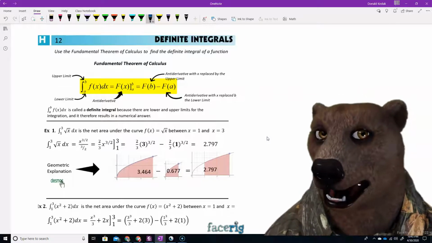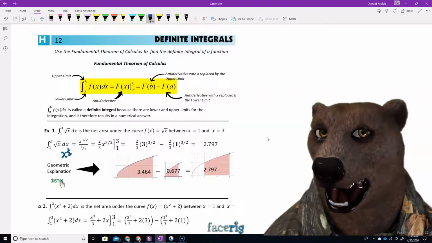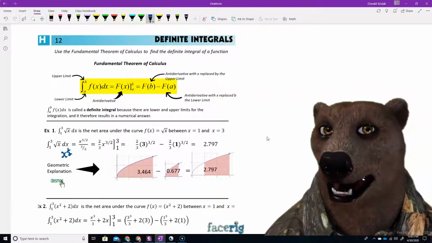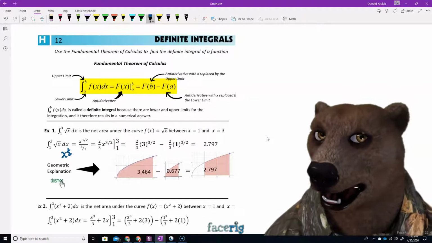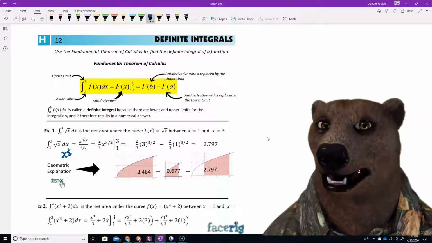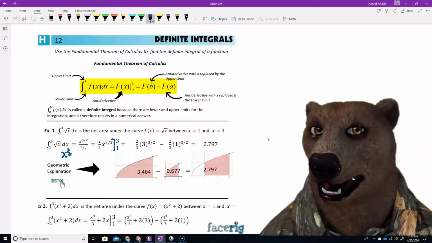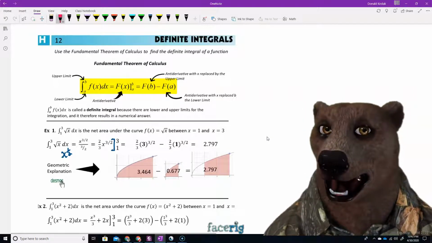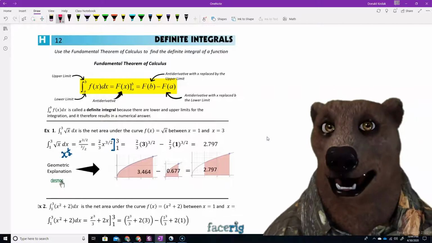So here's our integral. I rewrote it as x to the 1/2, and then when I integrate it, I add 1 to the exponent, and then divide by that new exponent. And then I just rewrote this as 2/3 x to the 3/2. Now, this notation here is what we use to show how we're going to evaluate it using the fundamental theorem of calculus.